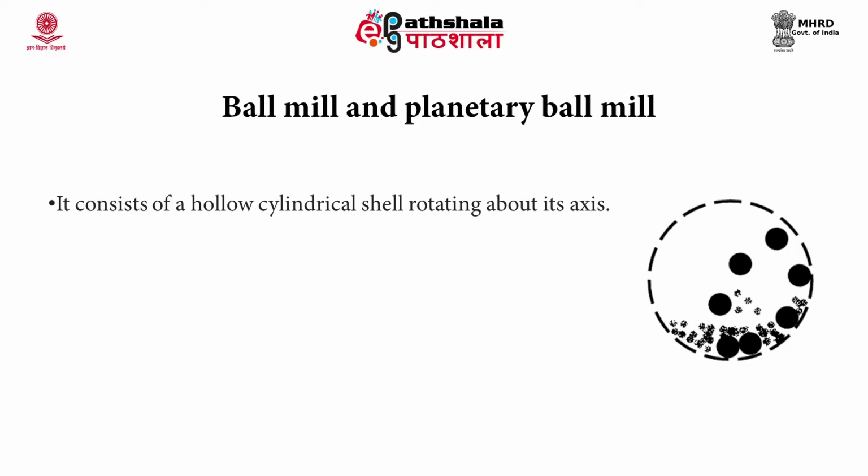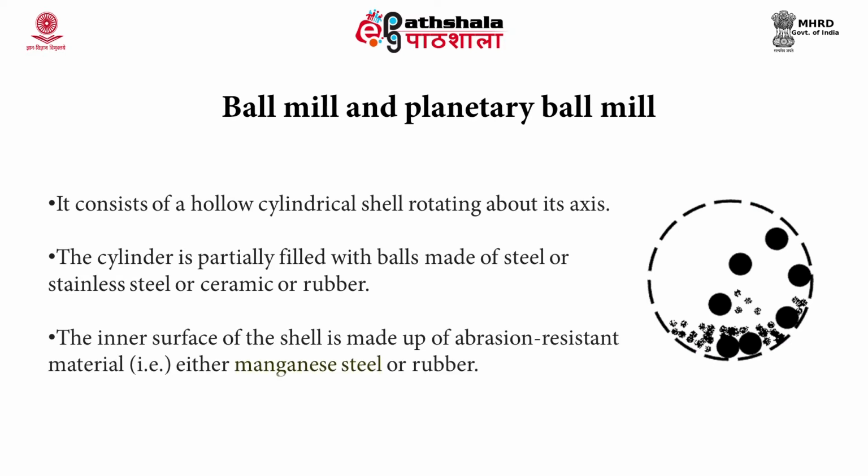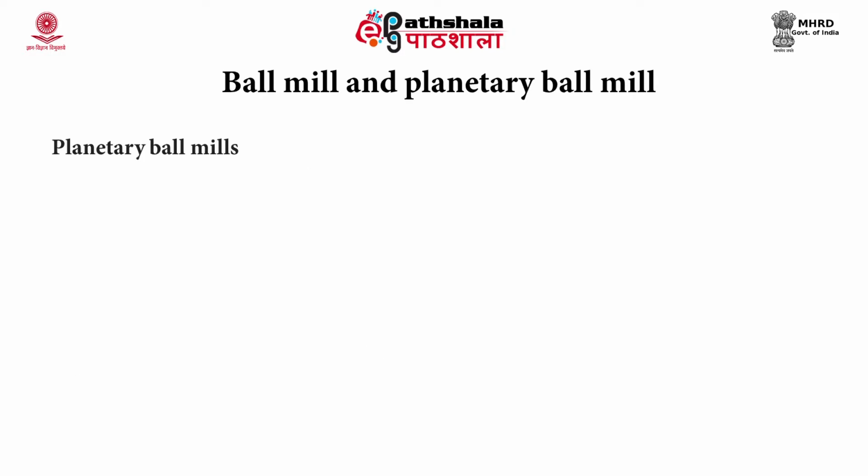Basically, a ball mill consists of a hollow cylindrical shell which rotates about its axis. The rotation can be horizontal or it can be tilted at an angle. The cylinder is partially filled with balls which are made of steel, stainless steel, ceramic, or rubber. The inner wall of the shell is made of abrasion resistant material, which can be either manganese steel or rubber. The second type of ball mill is the planetary ball mill.